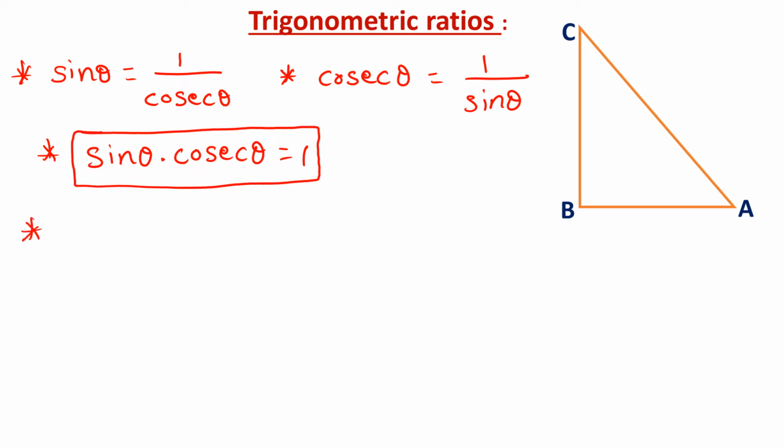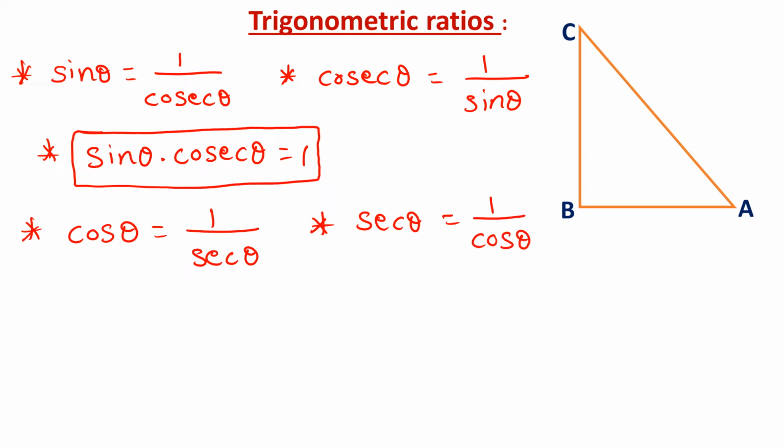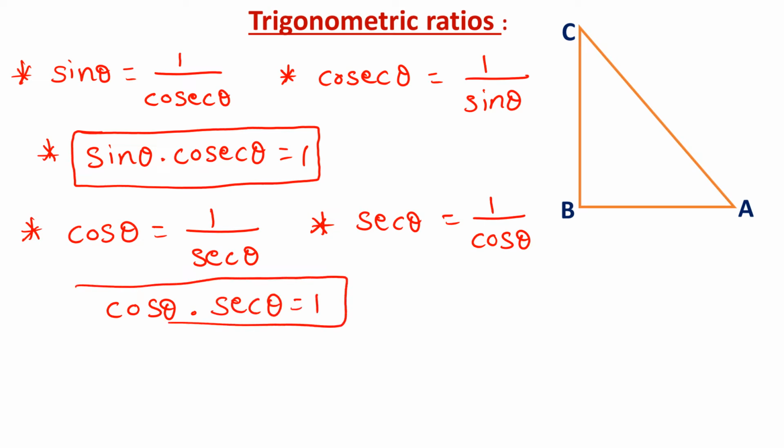So let us see one more here. Cos theta is the reciprocal of sec theta, and sec theta is the reciprocal of cos theta. So sec theta equals 1 by cos theta. So here also, cos theta into sec theta equals 1 always. Write this one also.